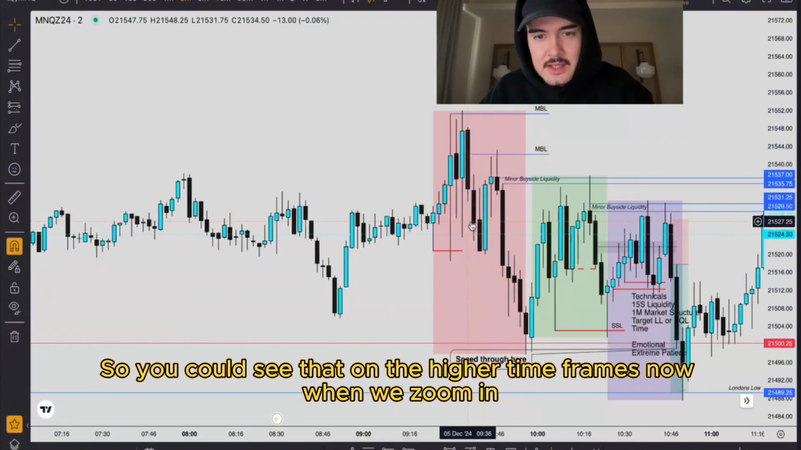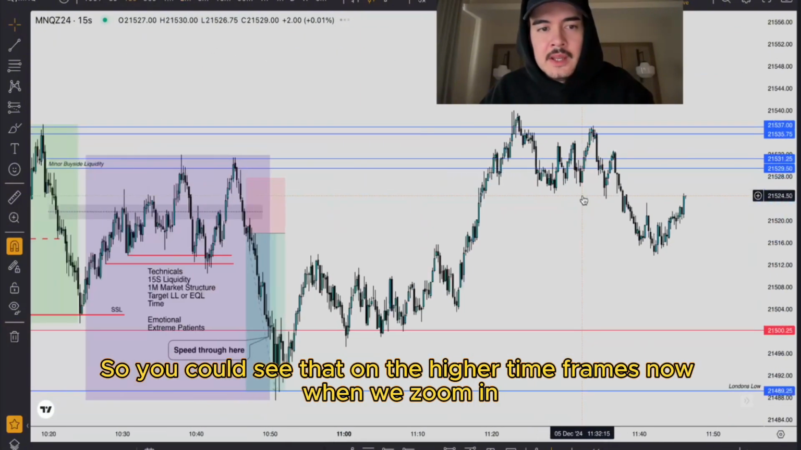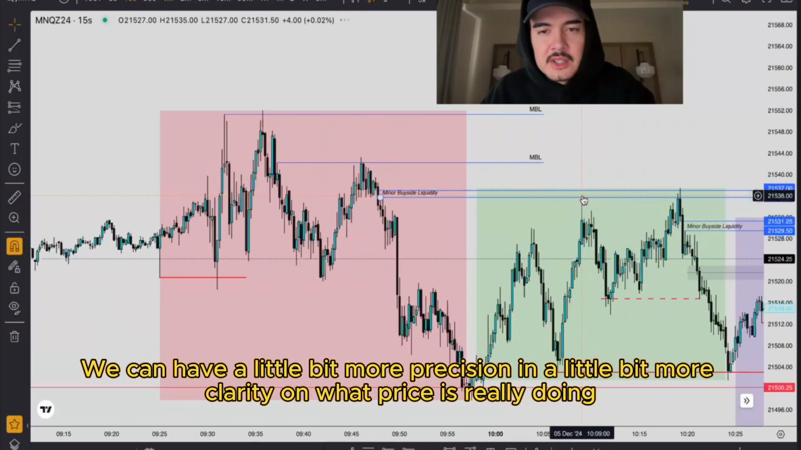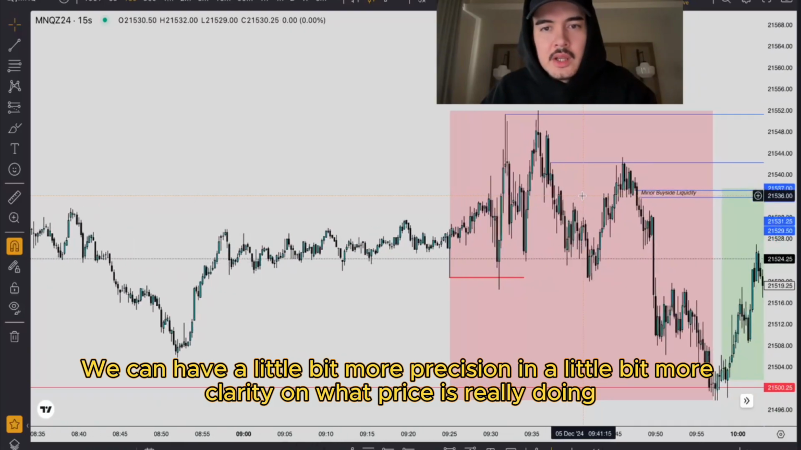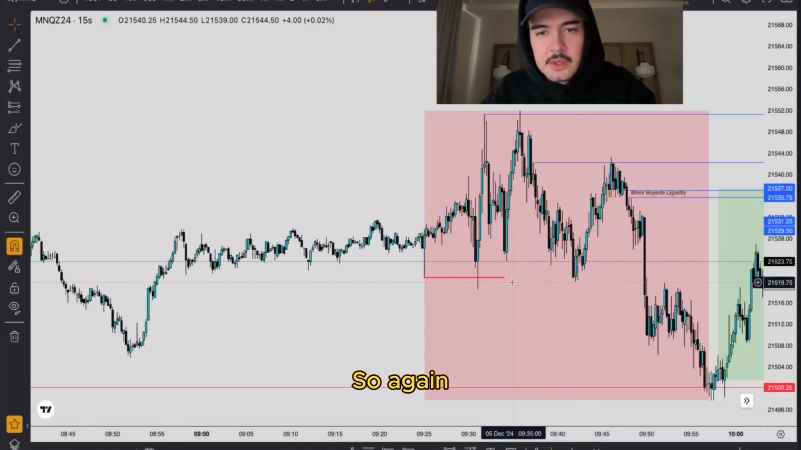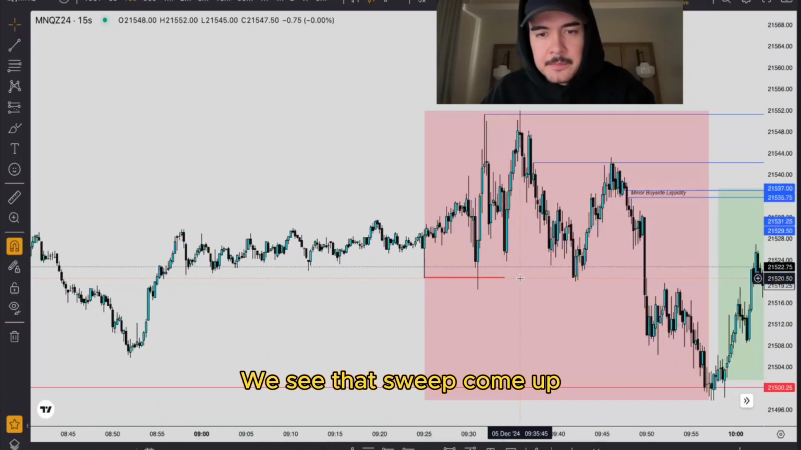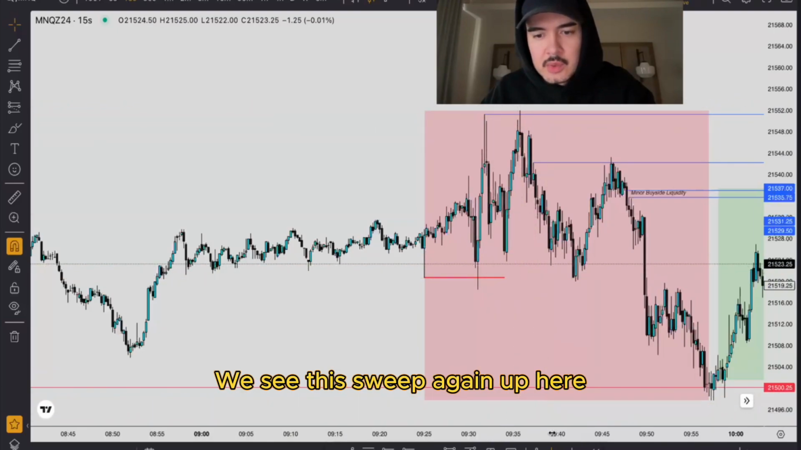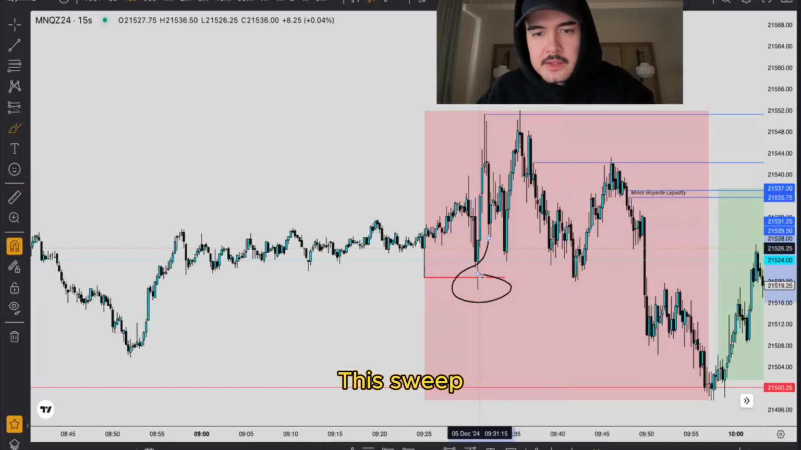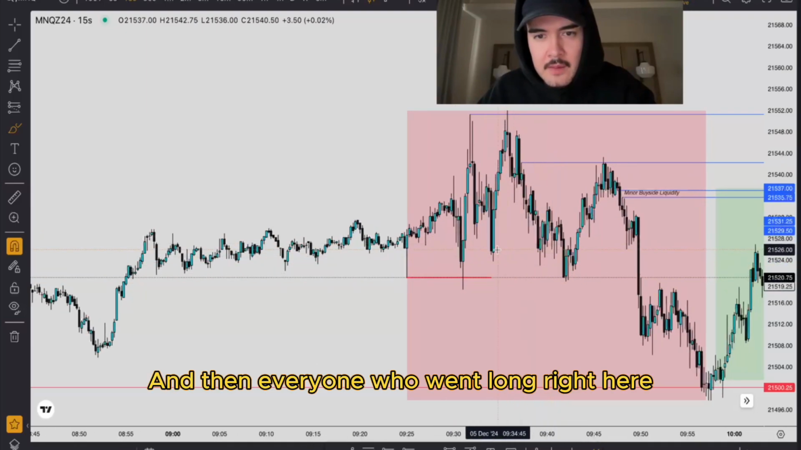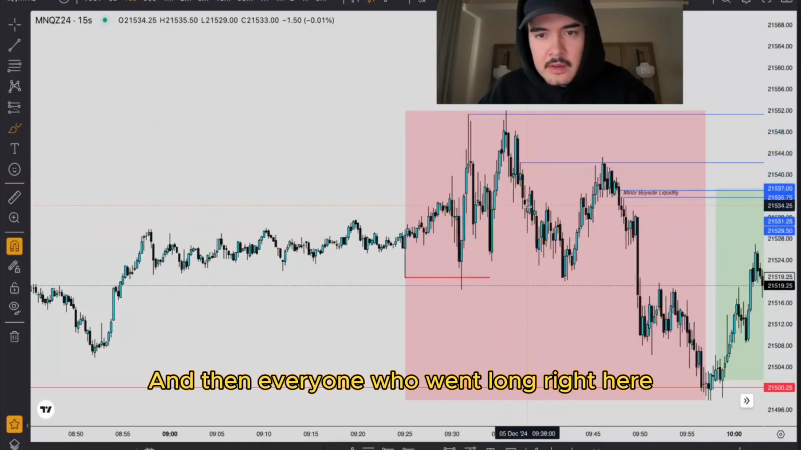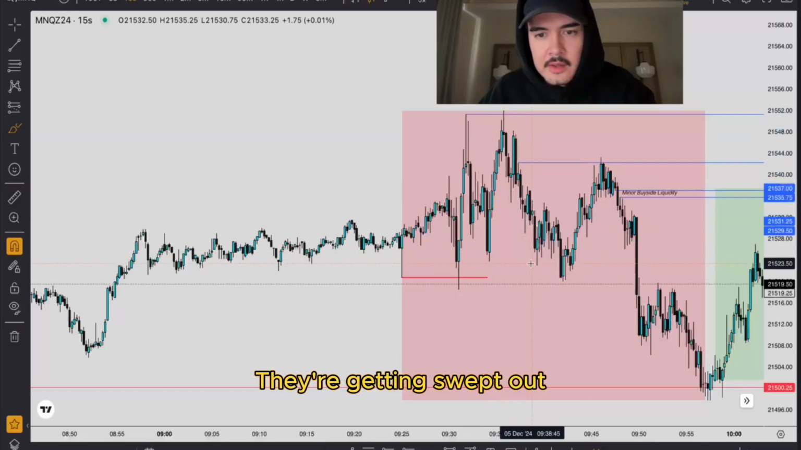So you could see that on the higher time frames. Now, when we zoom in, we can have a little bit more precision and a little bit more clarity on what price is really doing. So again, we see that sweep come up. We see this sweep again up here. We see this sweep, and then everyone who went long right here, they're getting swept out.